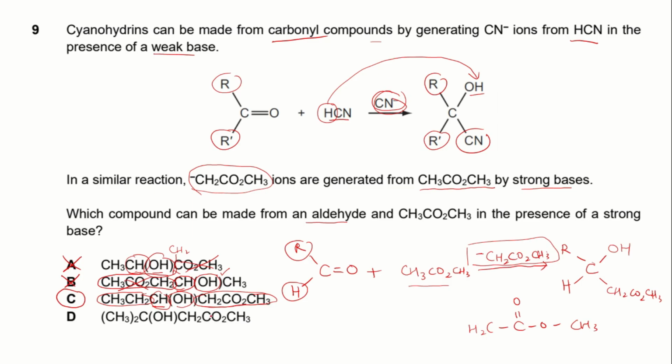Let's look at why D is incorrect. We have the OH. OH should be bonded to CH, but here the C is missing the H. It is actually bonded to two R groups instead. So that means for D, the reaction didn't start with an aldehyde. It starts with a ketone, which is not wanted in this question. So D is incorrect.